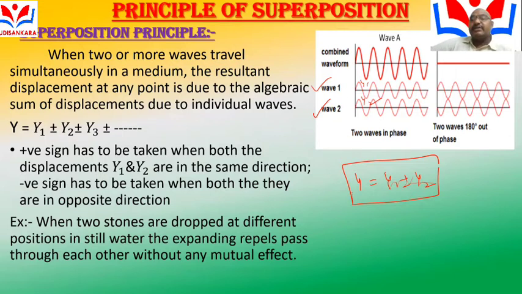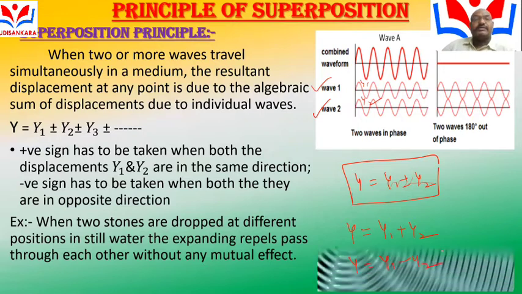Based on the phase and direction, the superposition, or interference, is of two types: constructive interference and destructive interference. In constructive interference, the resultant displacement is y equals y1 plus y2. Y equals y1 minus y2 is destructive interference. The first one, y equals y1 plus y2, is for the same direction, and the opposite direction is destructive interference.